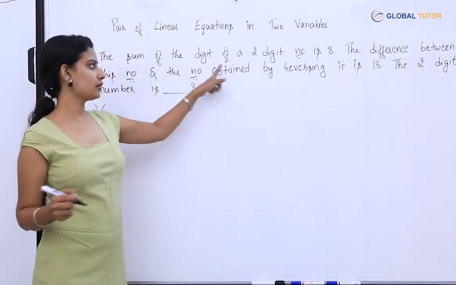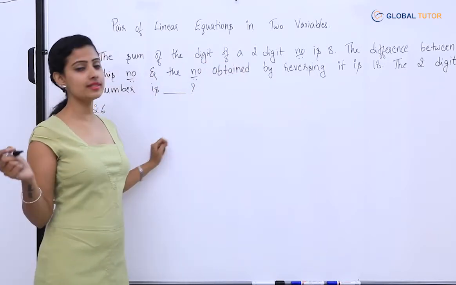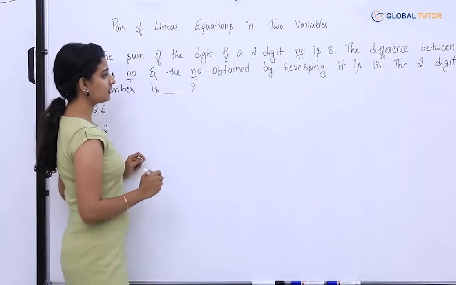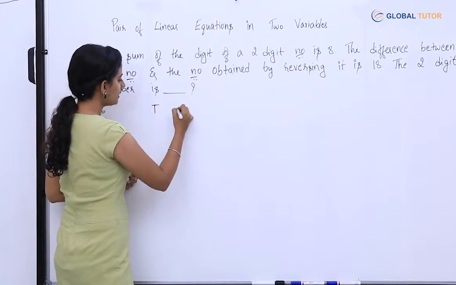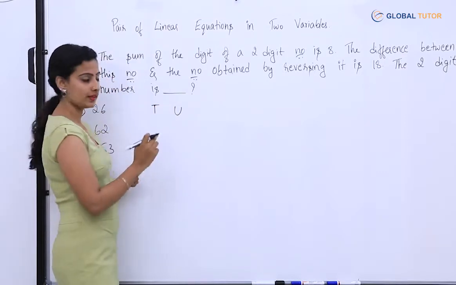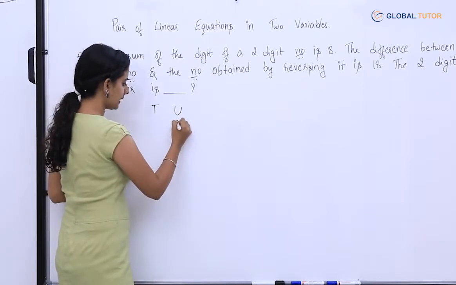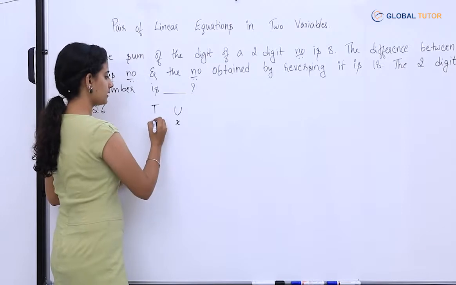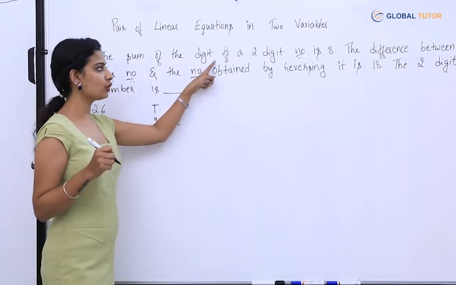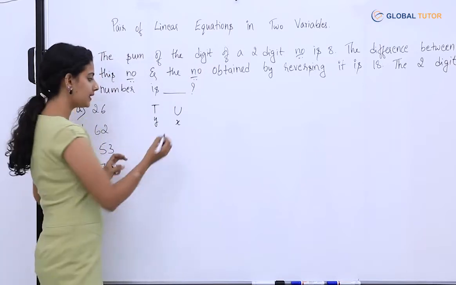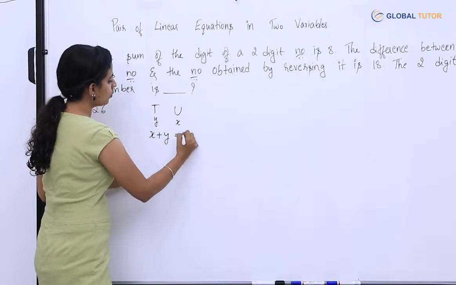In the question they mentioned the sum of the digit of a two-digit number is 8, which means there is a number which contains 2 digits. Let's call it as T and U. U is units place, T is tens place. Now let's call the units place as X and let's call the tens place as Y. It says sum of the digit of a two-digit number is 8, which means the sum of these two digits, X plus Y is equal to 8.